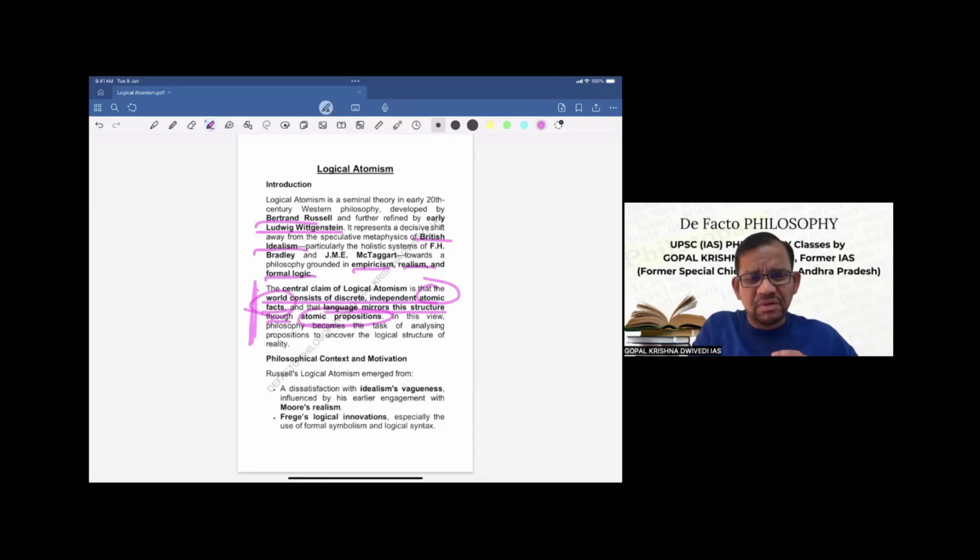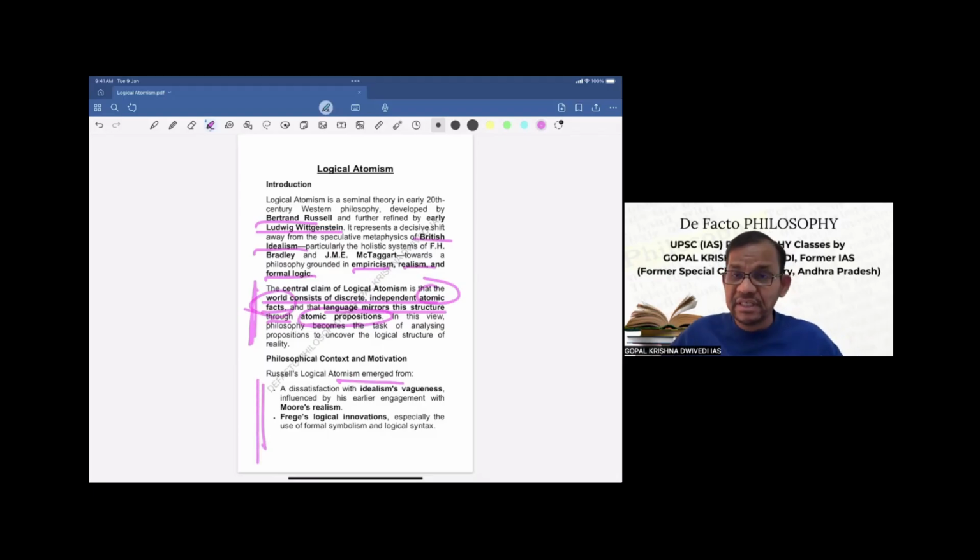Now, as in the introduction, the first para, I have told, the same thing is now explained in a little more detail. What is the context and what motivated it? Why did this theory arrive? Why did it emerge at all? Below are the points pertaining to this.